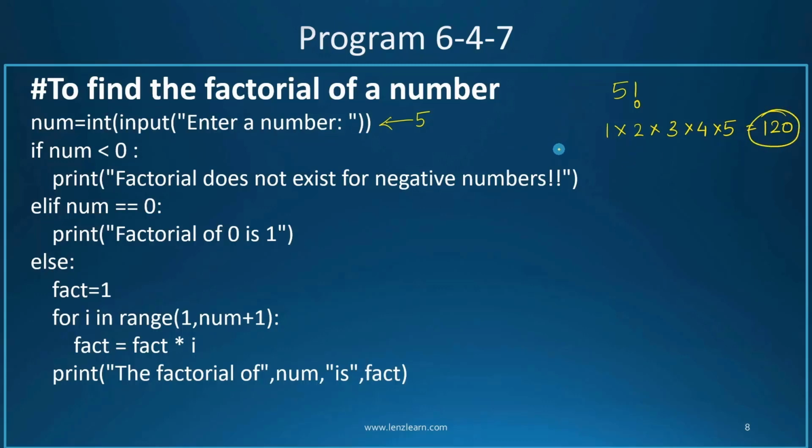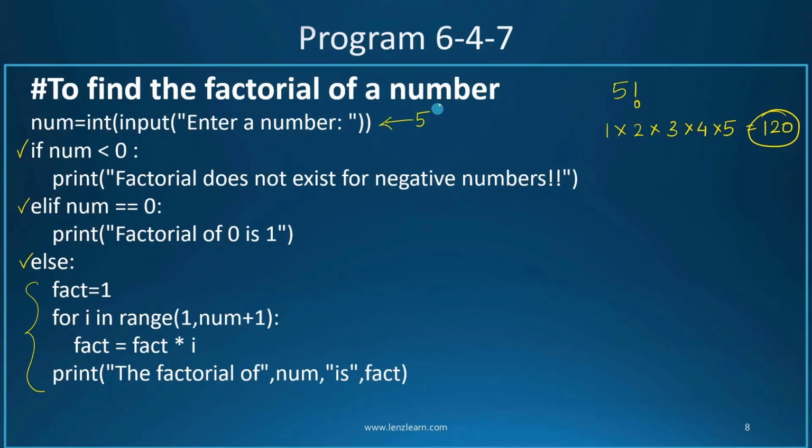Let's see how the program finds this output. Now in the program, you can see I have an if statement, an elif statement, and an else. The if statement and elif statement are just going to identify 2 exception cases. The actual factorial is found inside the else.